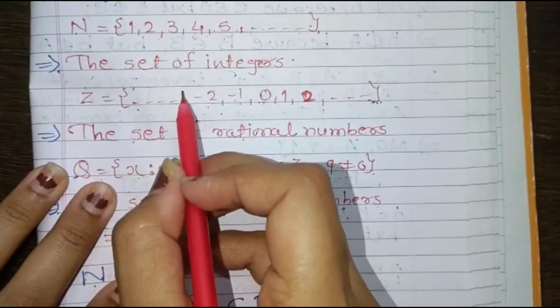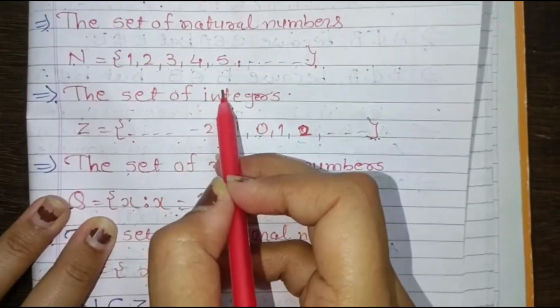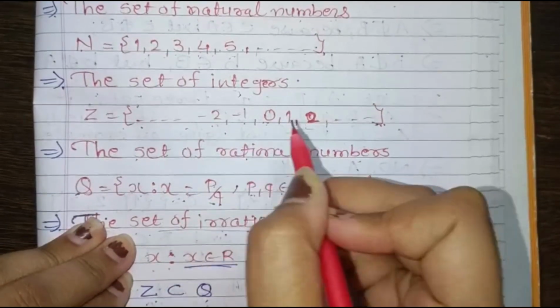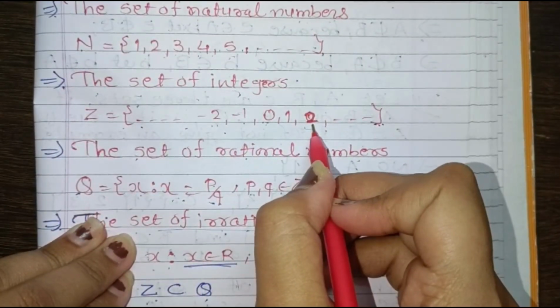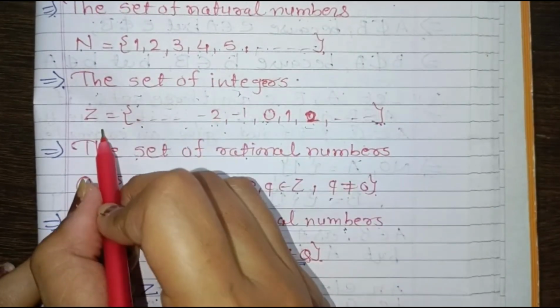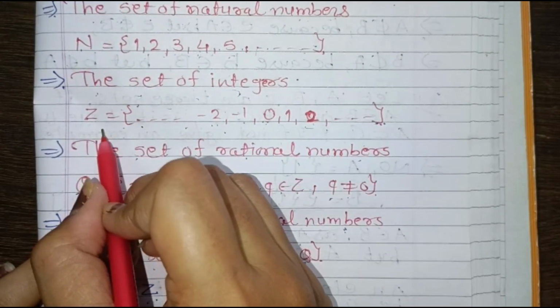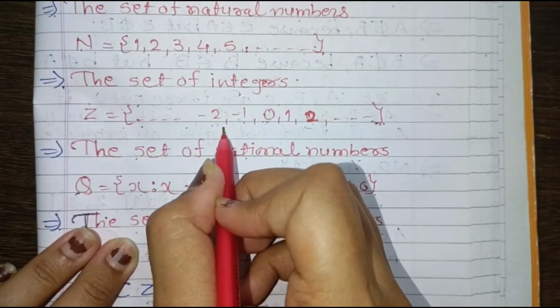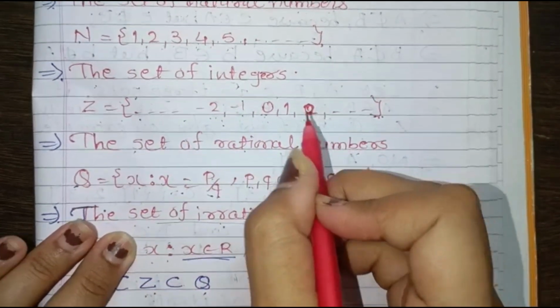Next, if you add some negatives and zero to the natural numbers along with the positives, you will get the set of integers, and you can call it capital Z. Integers include negative integers, zero and positive integers.